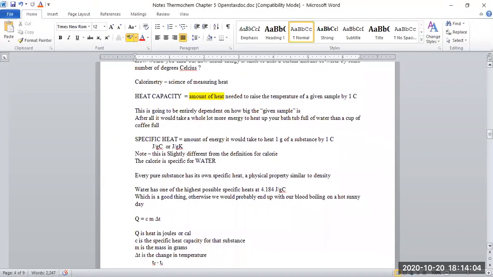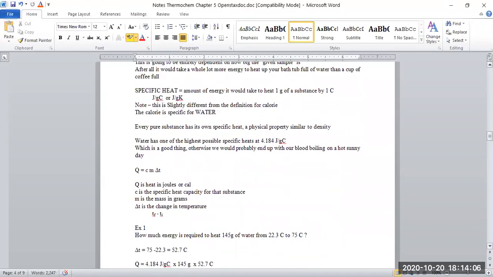Now, one of the things we could do, although this is not actually specifically the purpose of the lab, is you could use specific heat capacity to identify something. Different metals have different specific heats, the same way that different metals have different densities. Water's specific heat is the calorie. It is 4.184 joules per gram Celsius.